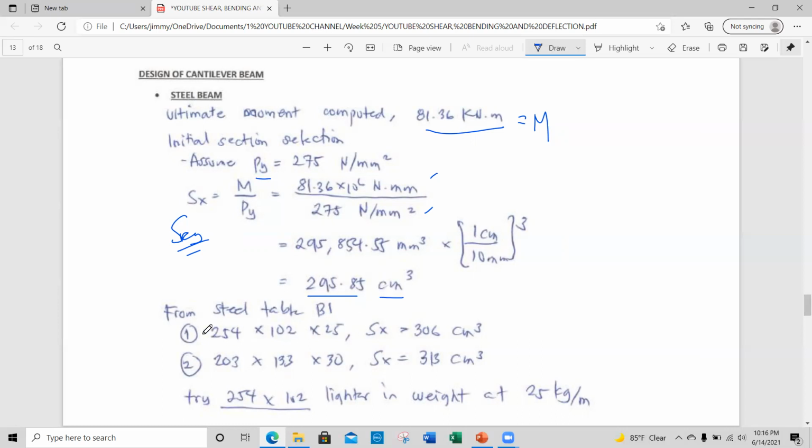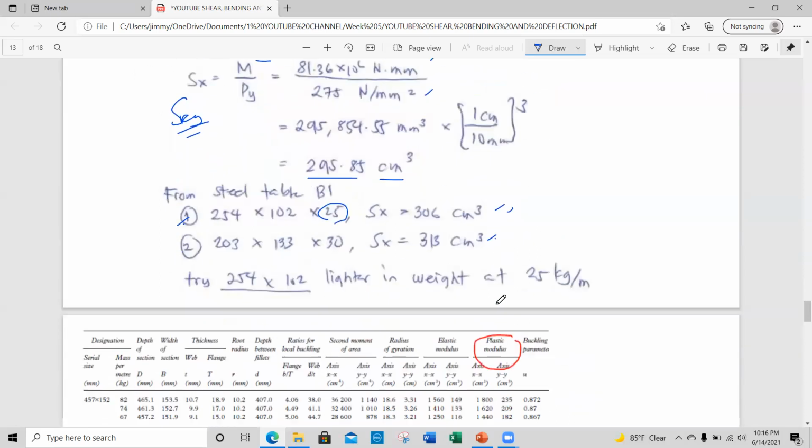From the table, this could be the option 254 by 102 by 25. This has a section modulus of 306. Take note, this is plastic. And then the other one is 313. But considering these two, it would be better to use this one. This is lighter weight, 25 kilograms per meter. Of course, when you have lighter weight, that would be economical, better to use.